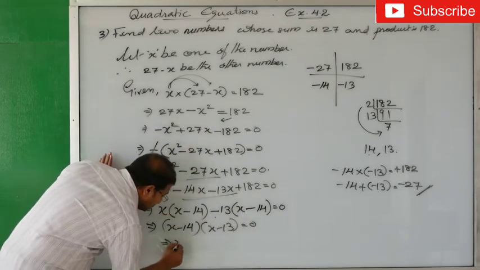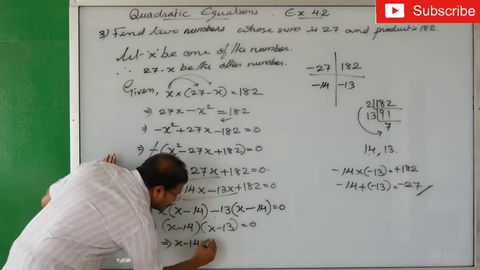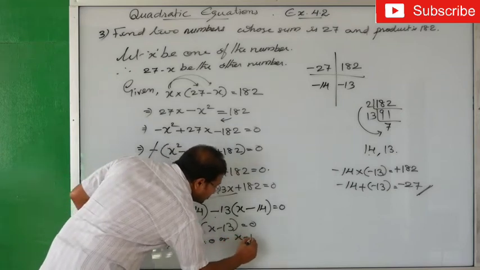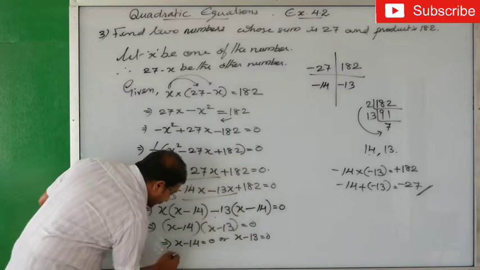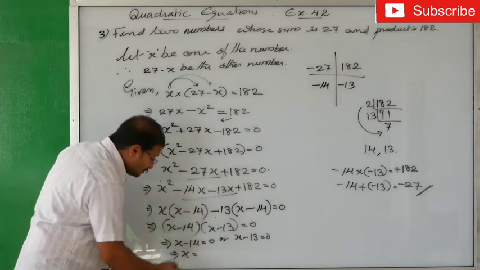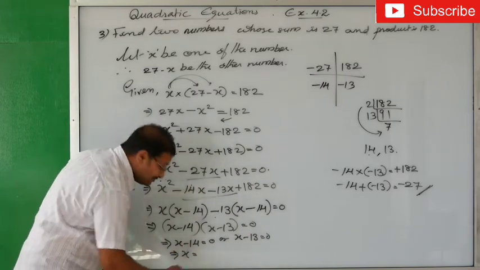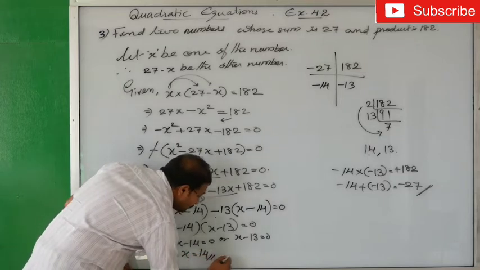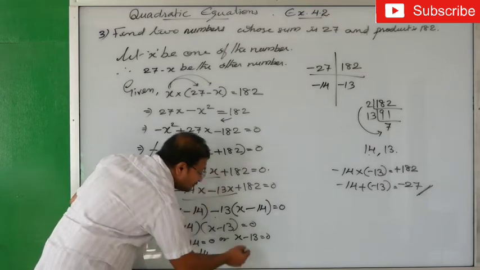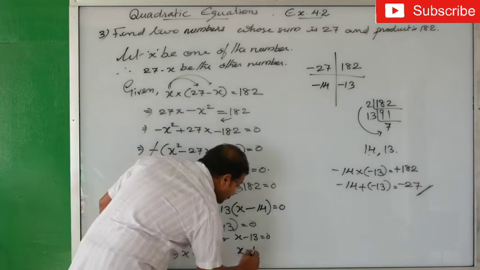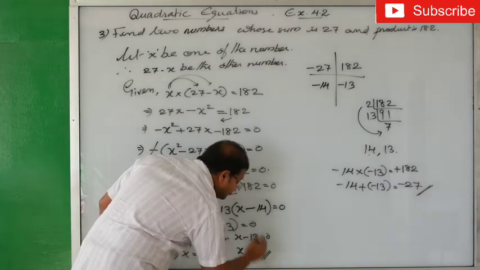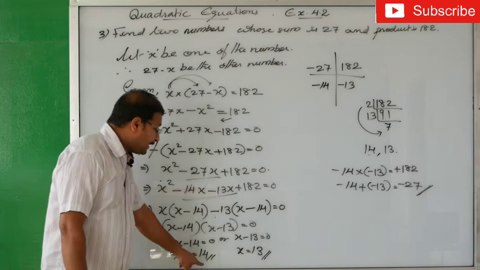This implies x minus 14 equal to 0 or x minus 13 equal to 0. That implies x equals 14, taking minus 14 to the other side, plus 14, or x equals 13, taking minus 13 to the other side, plus 13. That means you got it, 14 and 13.